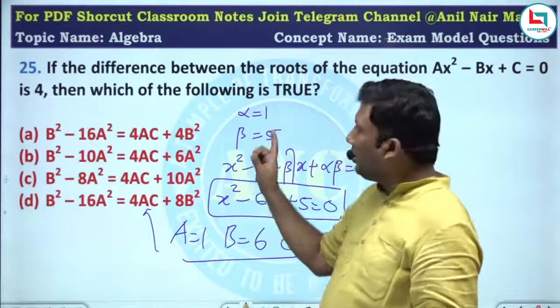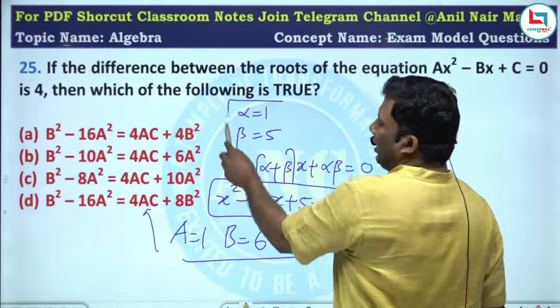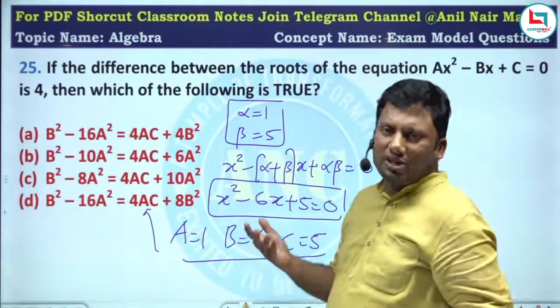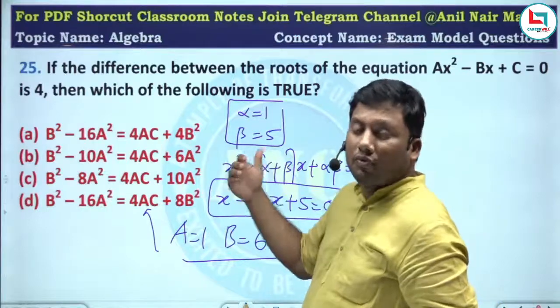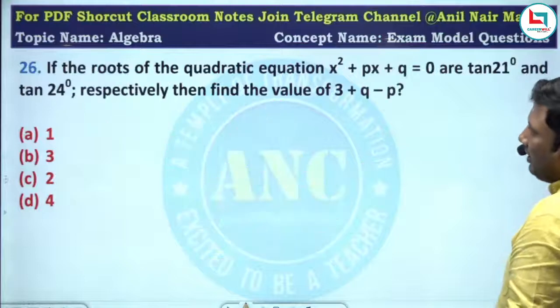I hope the idea is clear. The difference between the roots is 4. That means if I took alpha 1, beta is 5. You can also take alpha 0, beta 4. The idea is you should get the answer in less time. I hope the idea is clear.